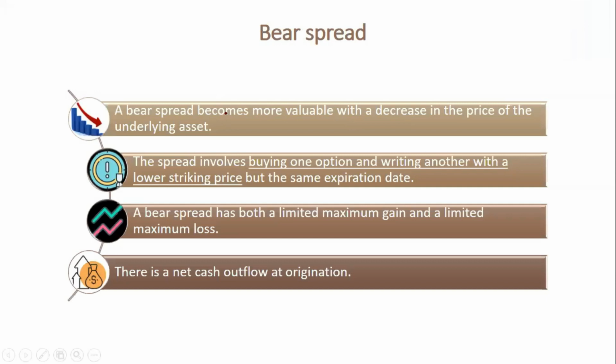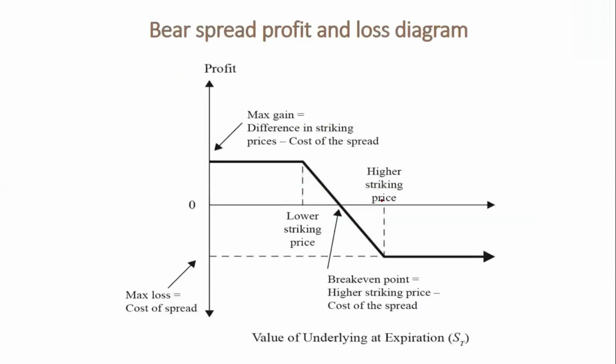A bear spread becomes more valuable with a decrease in the price. As the name implies, bear means bearish, when you expect something to go down. This spread involves buying one option and then writing another one with a lower strike price, just the opposite of the previous one. So here, you bought a put option at 100 and then you sold a call option at 90, correct? For the one at 100, you paid 10. For writing a call option at 90, you received 5.